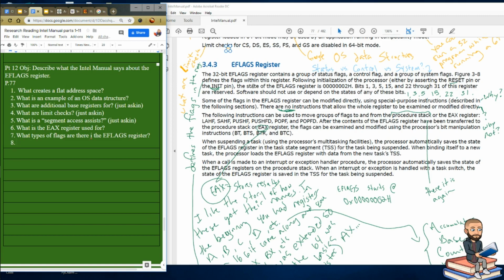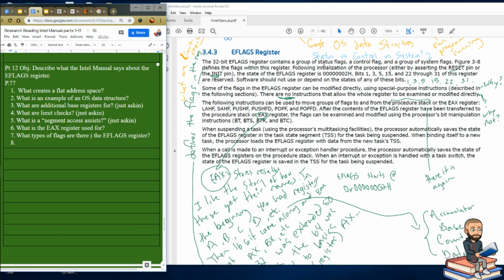So figure 3-8 defines the flags within this register. I'll show you that. That's a pretty complex diagram actually. But let's get the reading done first. It says, following initialization of the processor, either by asserting the reset pin or the init pin, the state of the EFLAGS register is 00000002H.